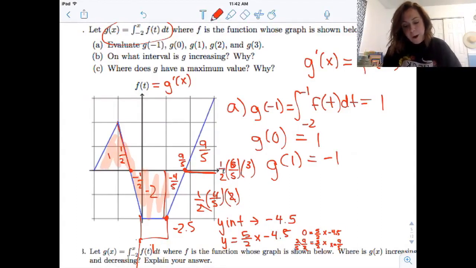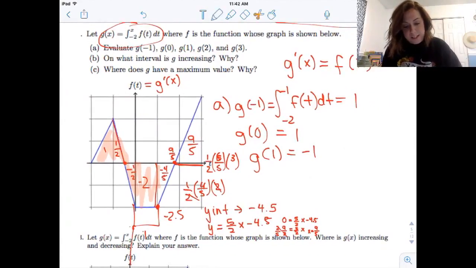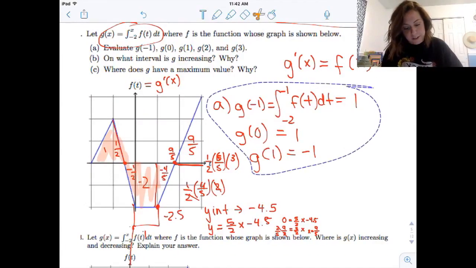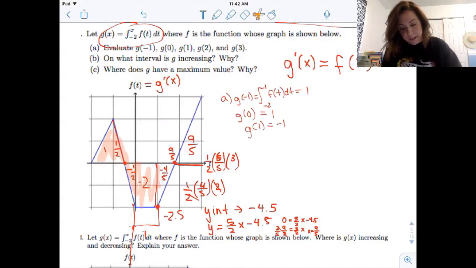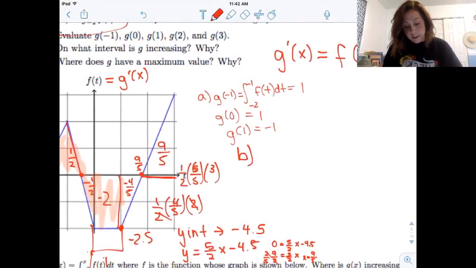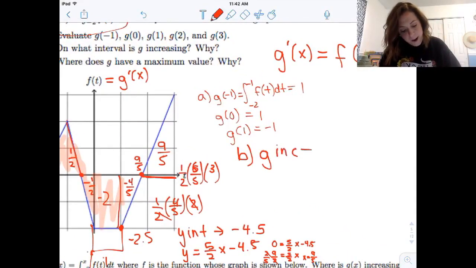For part B, now I'm looking at where this is increasing. So let me shrink this down. Where is g increasing? You can go through this logically; you just have to think through what's going on there. G is increasing wherever g prime is greater than 0, right?